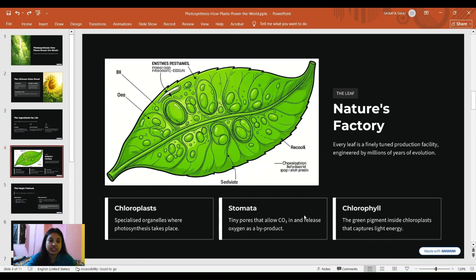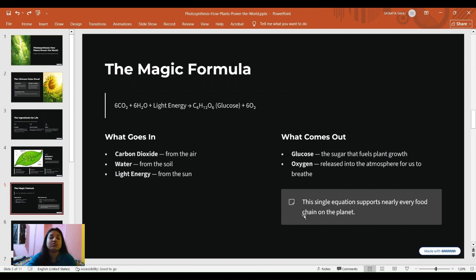So the next topic is the magic formula. What is the magic formula? That is 6 carbon dioxide plus 6 water plus light energy gives glucose plus 6 oxygen. What goes in? That is carbon dioxide from the air, water from the soil, light energy from the sun. What comes out? That is glucose, the sugar that fuels plant growth, and the oxygen released into the atmosphere for us to breathe.